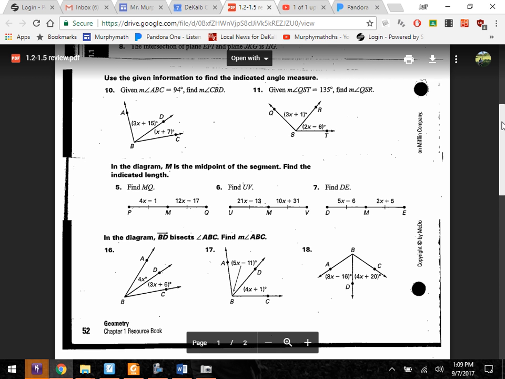Correct. These here, since you have two smaller angles and the whole, they have to add up to equal the whole. Down here, you don't have that. You have a bisector. You know that these two parts have to be equal to each other. Okay? So we'll take a look at 11.